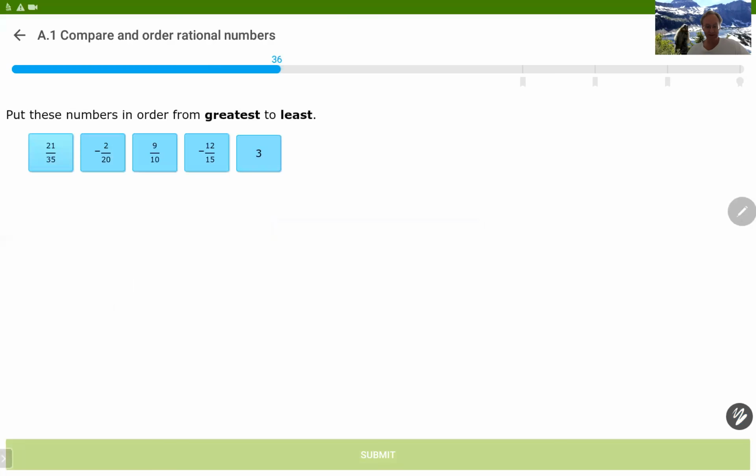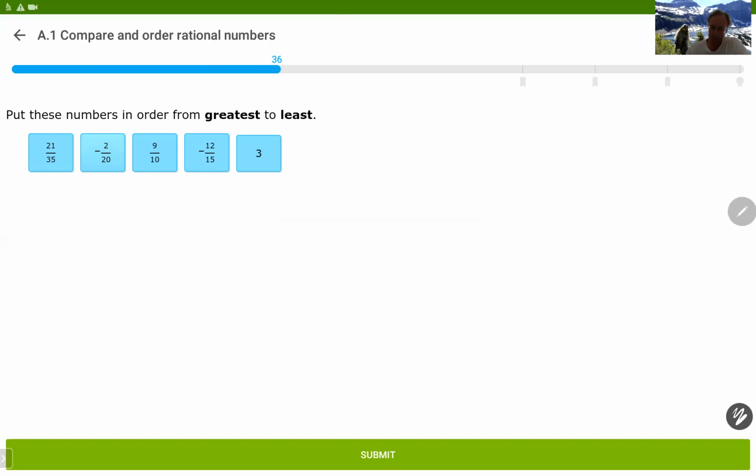Okay, let's see if I can be a little more coherent this time. All right, so first of all, we want greatest to least. So we want our biggest negative last. And it just so happens that negative 12 over 15 is a lot smaller than negative 2 over 20. Lots of ways of thinking about it.